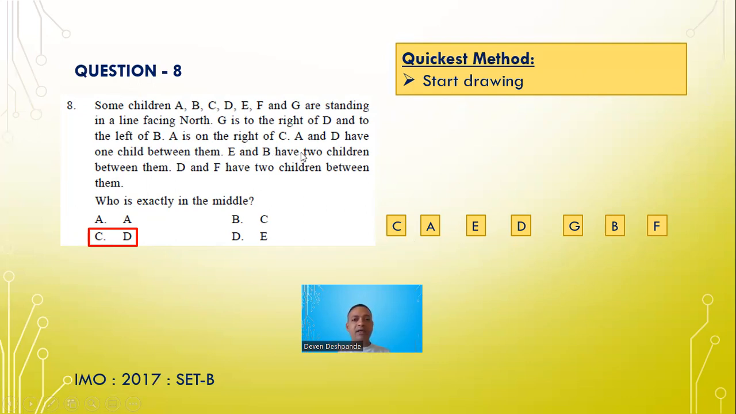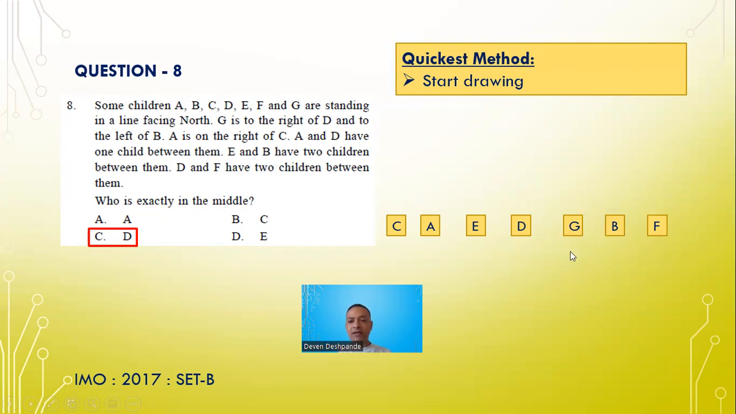E and B have two children between them, D and G, and D and F have two children between them. So again, place F here so that D and F have two children between them, G and B. They will have two children between them.